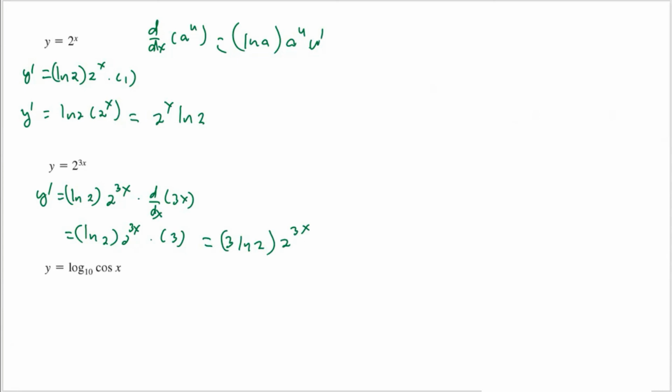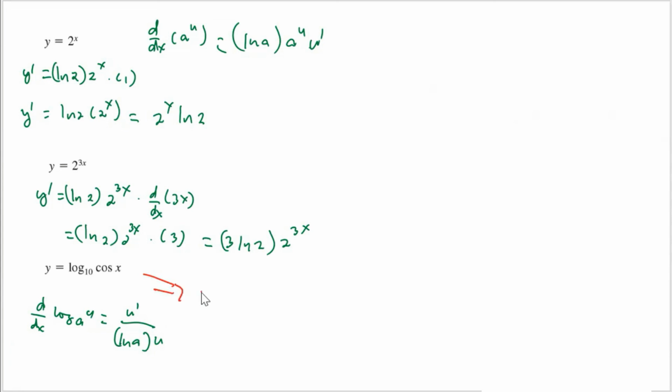Now, the next example, the given is y is equal to the logarithm of cosine of x to the base of 10. In that case, we're going to use our formula. I will write first the formula: the derivative of the logarithm of u to the base a is equal to u prime, which means the derivative, all over ln of a times u. So using this formula, we can now write our answer.